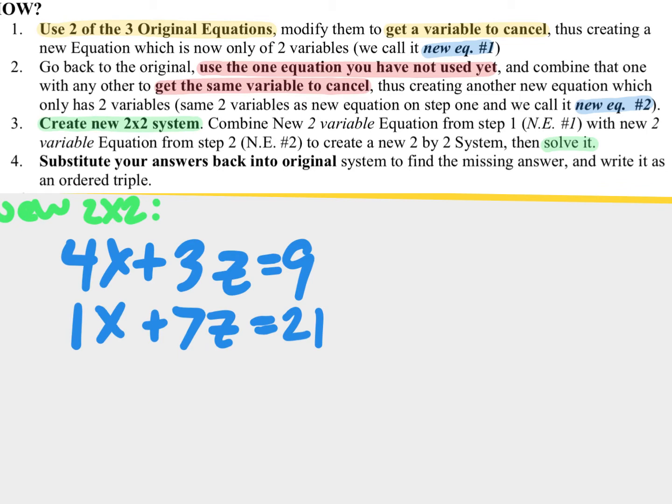Let's just solve. What do you want to do? Cancel out x's or z's in this case? X's. How could I cancel out x's? Multiply the bottom one by -4.